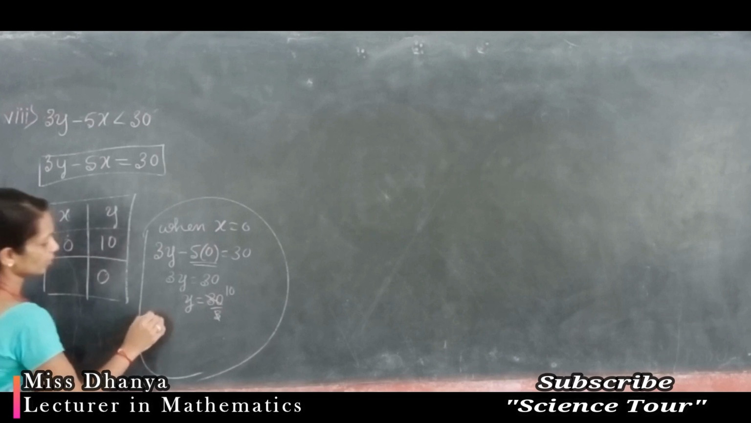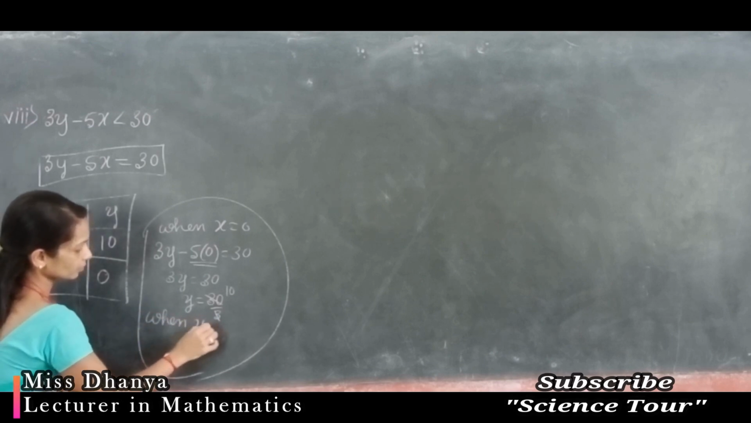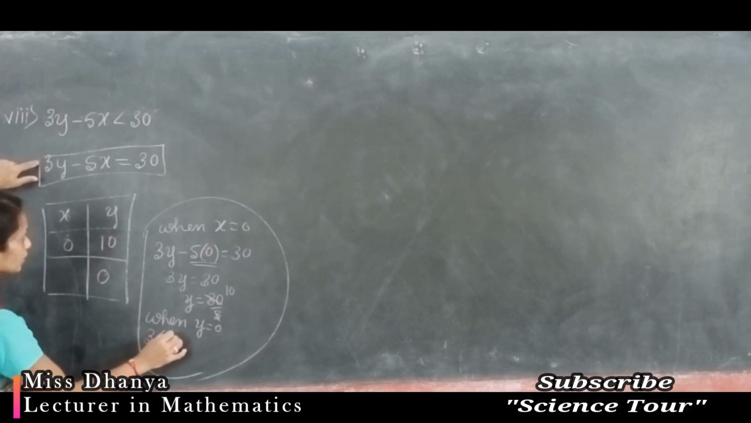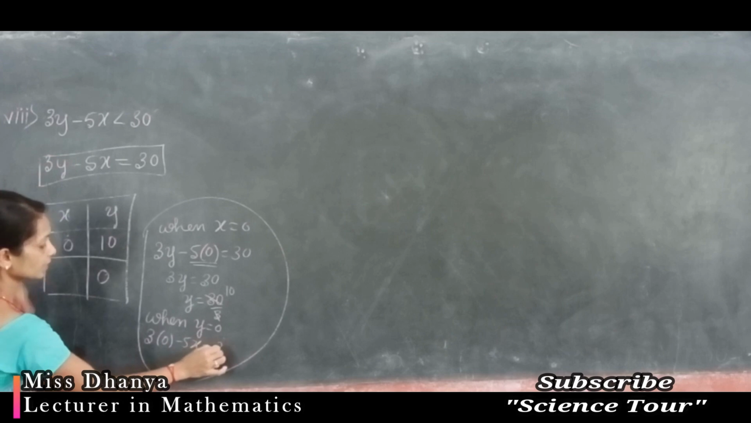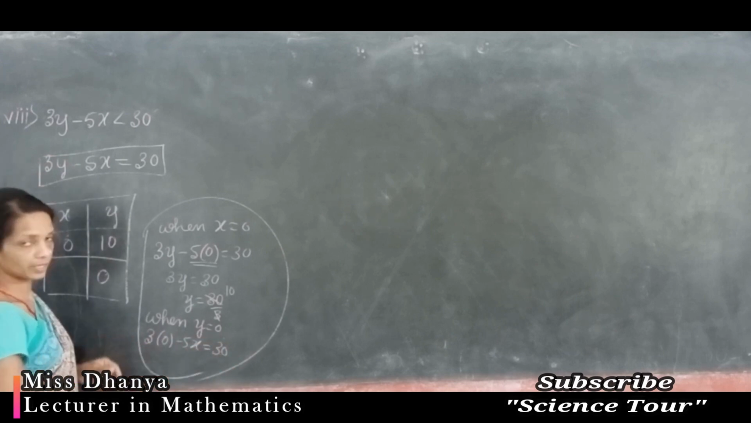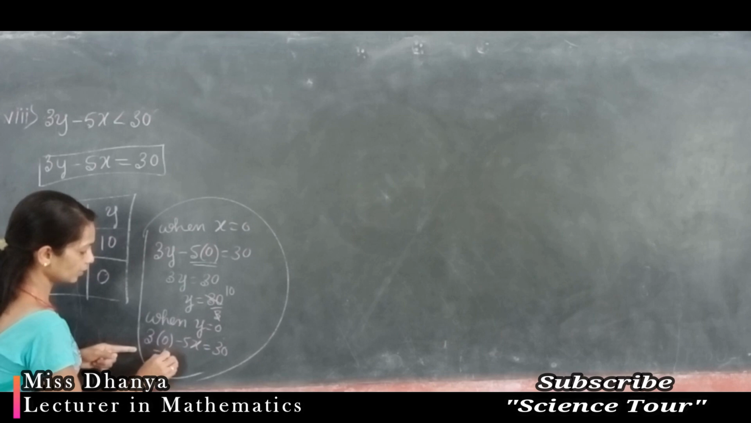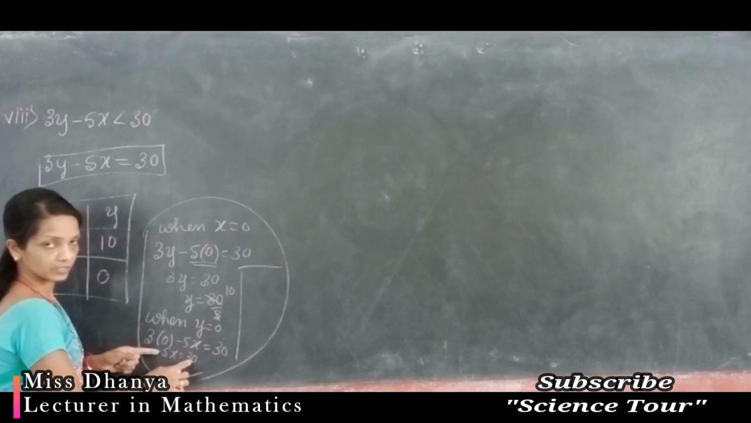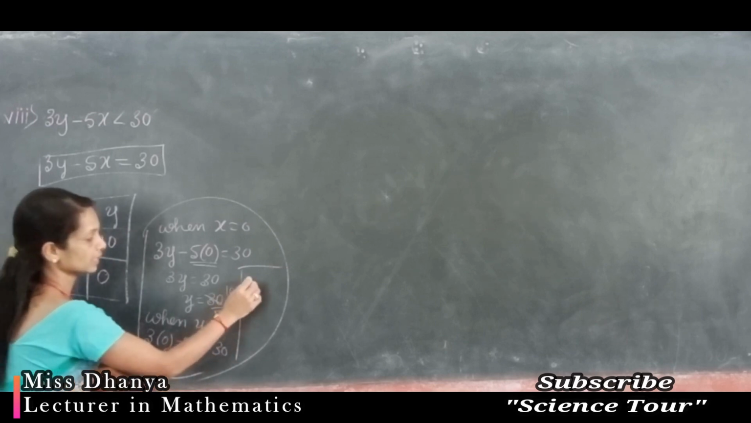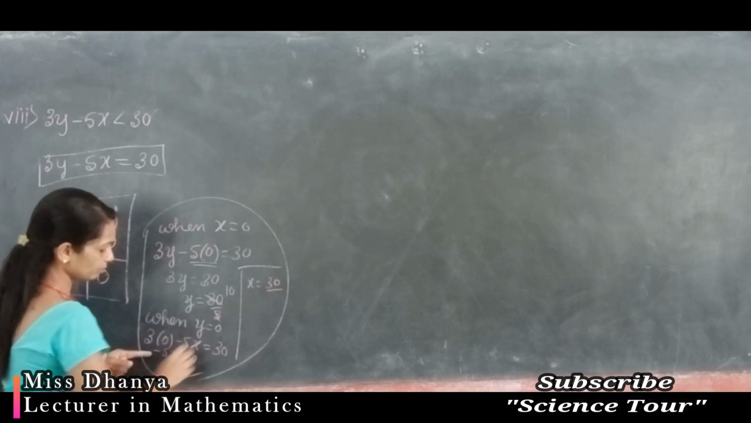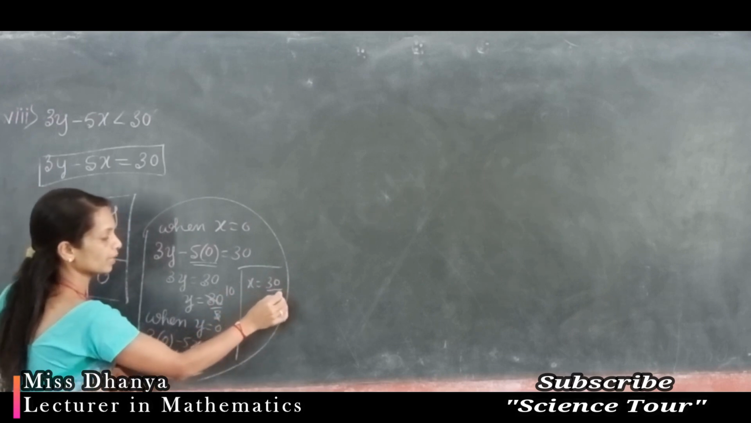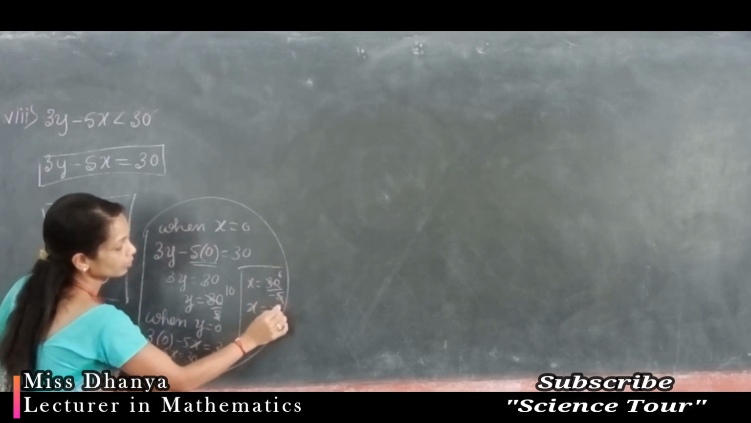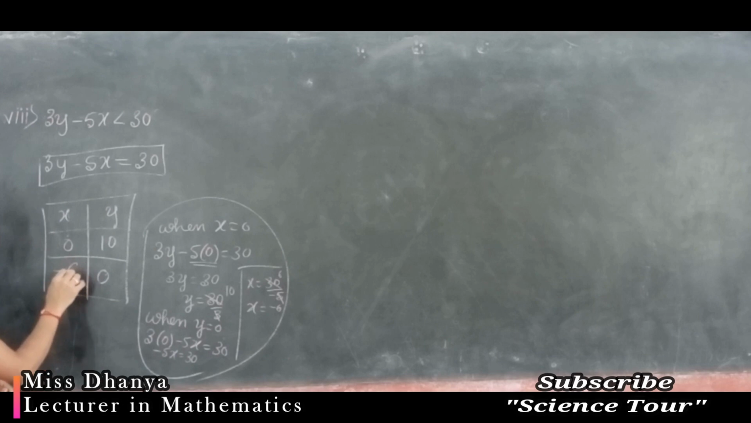And when y is equal to 0, what do you get in this equation? 3 into 0 minus 5 into x is equal to 30. 0 into anything is 0, and 0 minus 5x is minus 5x is equal to 30, okay. Minus 5x equal to 30 means x is equal to 30 divided by minus 5. 5 sixes are 30, okay. So what is the x value? Minus 6. So in the x place you have to write minus 6.